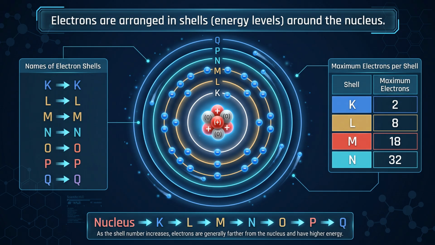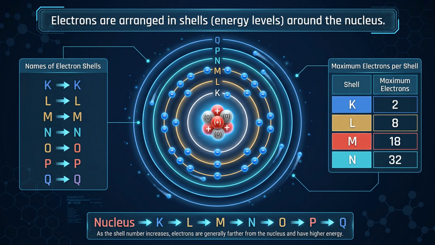Now that we understand the basic structure of the atom and the role of electrons, the next important concept is electron shells, also known as energy levels. Electrons do not move randomly around the nucleus. Instead, they are arranged in specific regions surrounding the nucleus called electron shells, or energy levels.